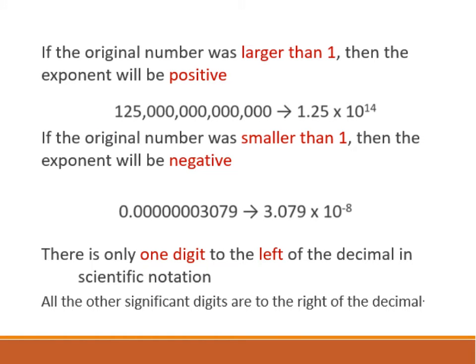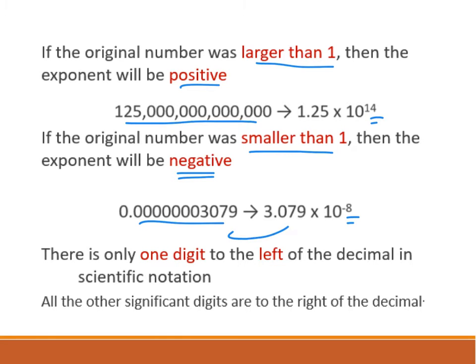If your starting number was larger than 1, your exponent will be positive. So this very large number gives us a positive exponent. And if the original number was smaller than 1, your exponent will be negative. So this very small number gives us a negative exponent. The positive exponent is telling you that we're moving the decimal point to the right when we're converting back to the expanded form, and with the negative exponent we're moving it to the left, if we are going from the scientific notation form into the decimal form.